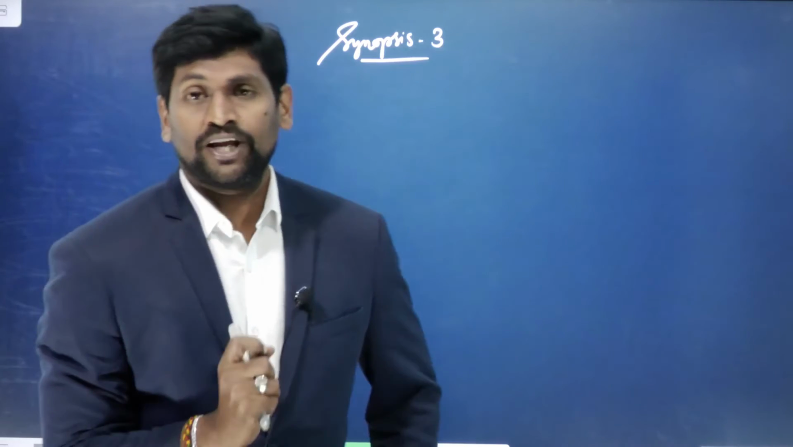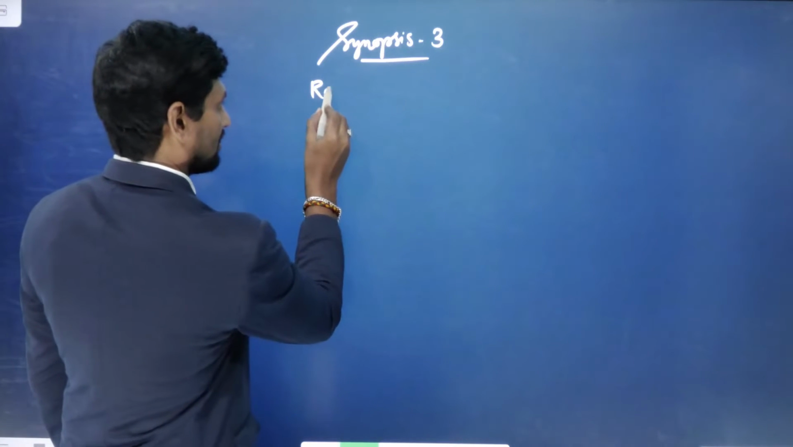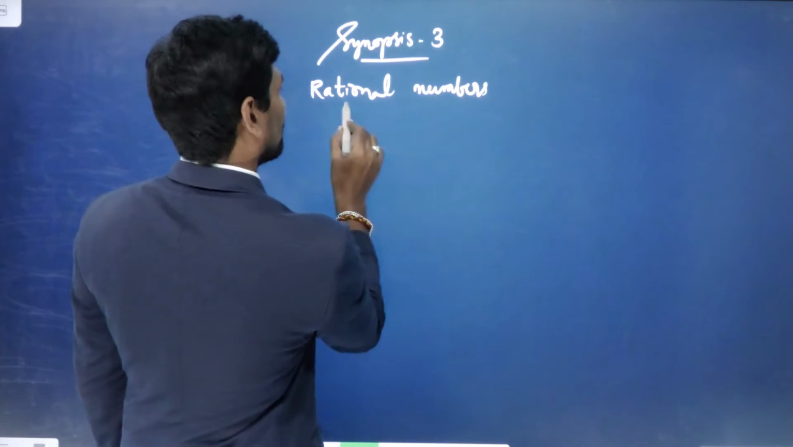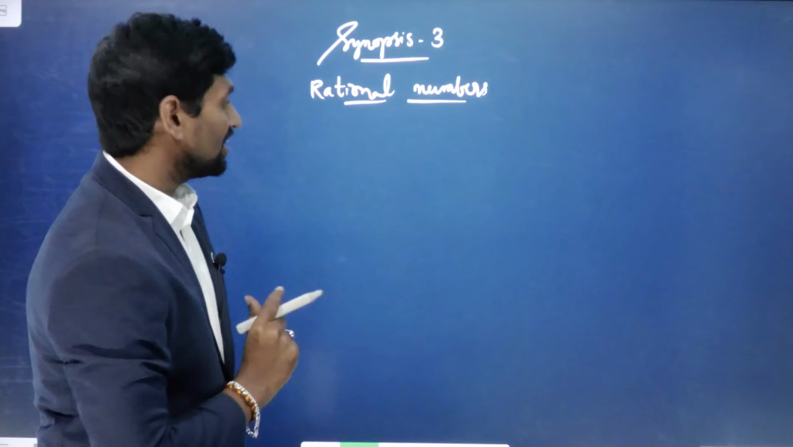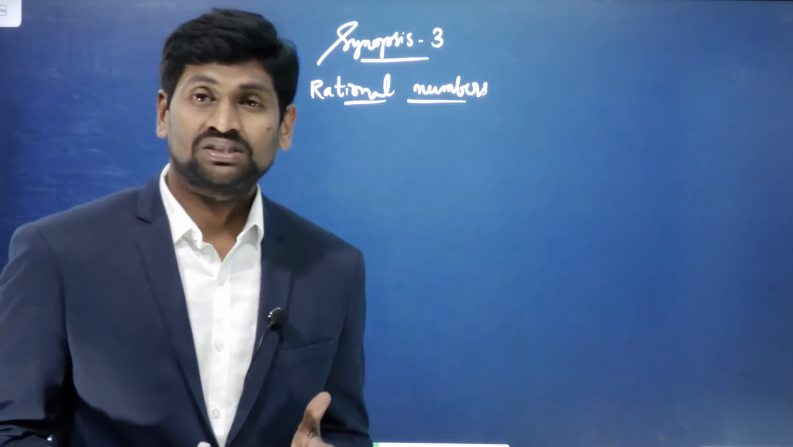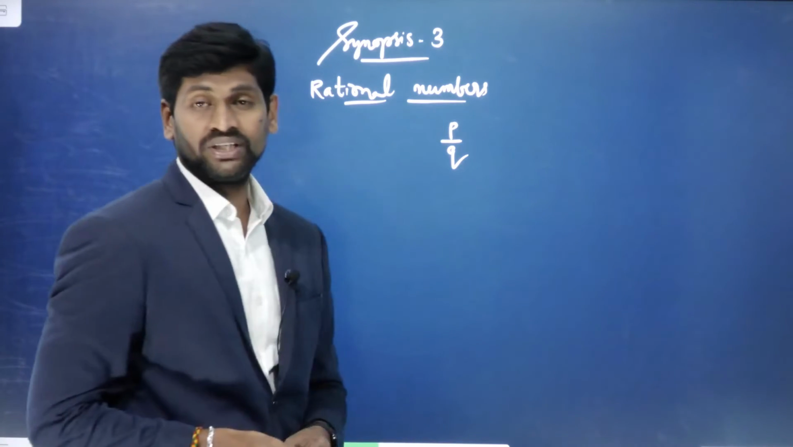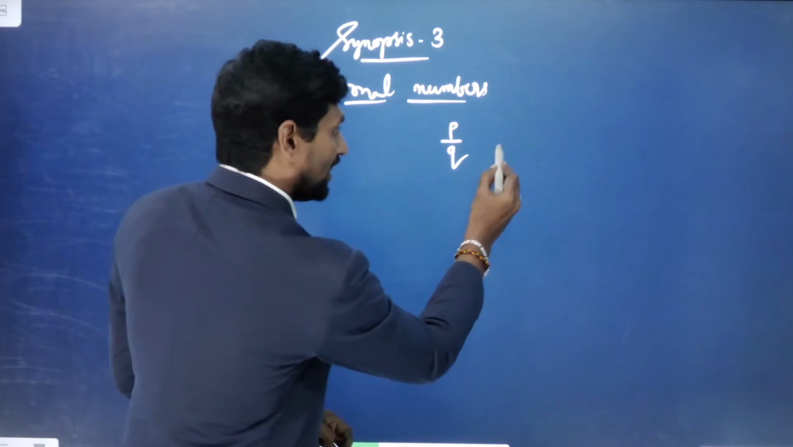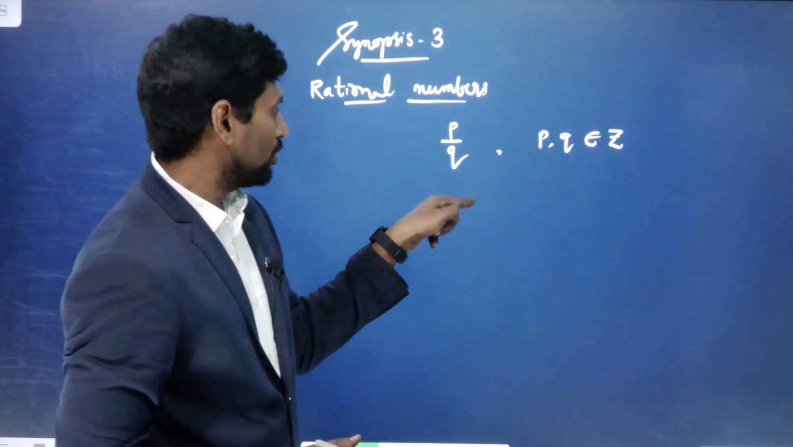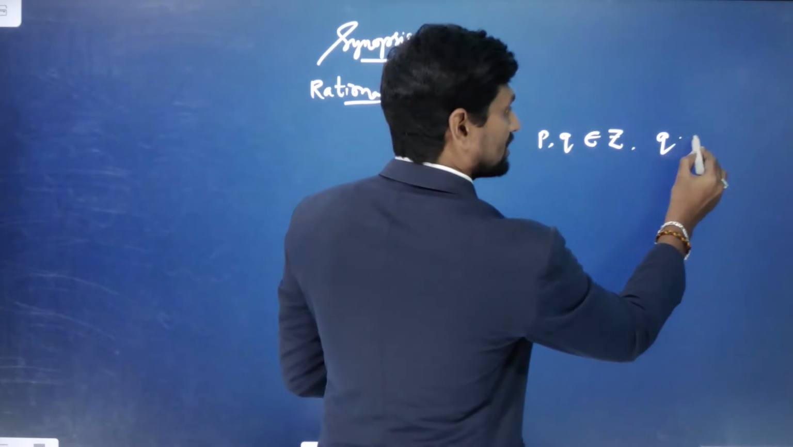Synopsis 3 is based on rational numbers. So, what are rational numbers? In 8th class, and in the state syllabus also, rational numbers are nothing but the numbers which can be written in the form of P by Q, where P, Q belong to integers. That means P and Q can be taken from the set of integers and Q does not equal 0.